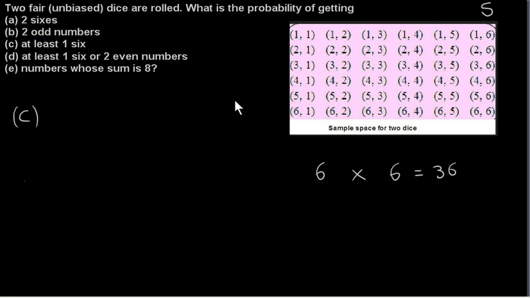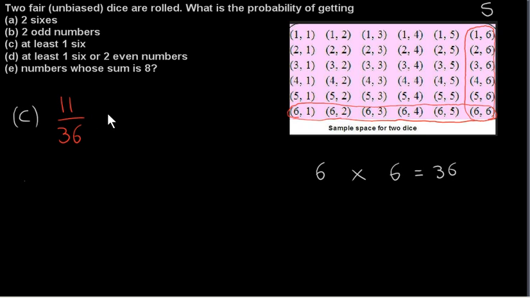Next, we want the probability of getting at least 1 6. Well, we can see that all these outcomes have at least 1 6 in them, and all of these outcomes here have at least 1 6 in them. So we just count the number of outcomes that consist of at least 1 6, and we put that number over the total number of outcomes. So we see we have 1 2 3 4 5 6 7 8 9 10 11. So the answer is 11/36.